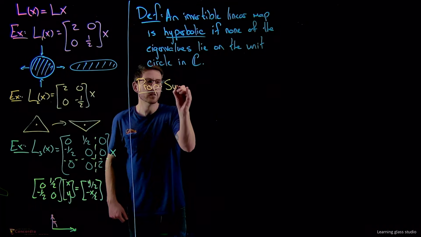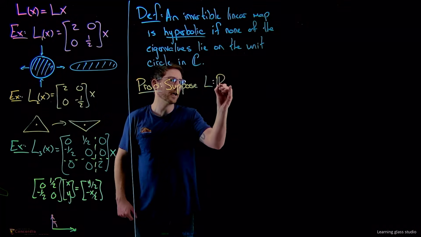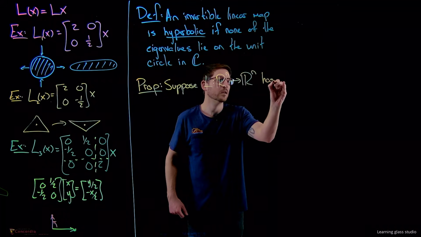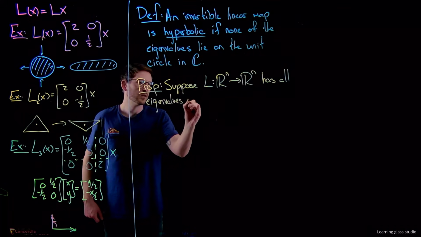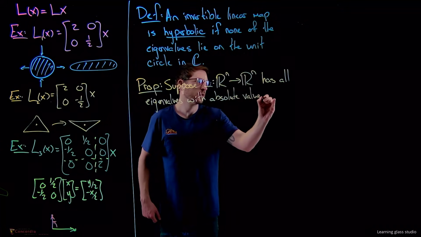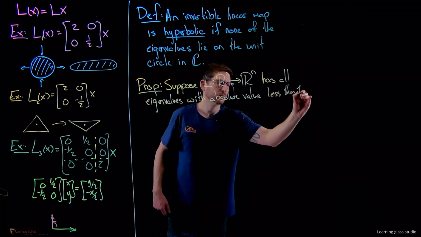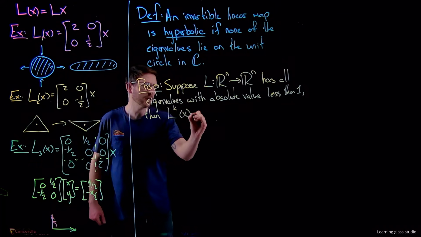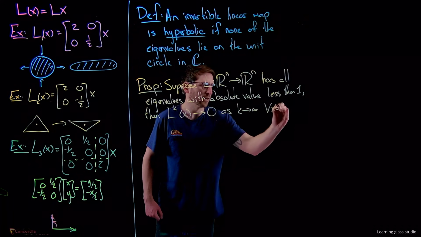Suppose a linear operation, so just a matrix from Rn into Rn, has all eigenvalues with absolute value less than 1, then the successive powers of this thing go to 0 as k goes to infinity for all x in Rn.